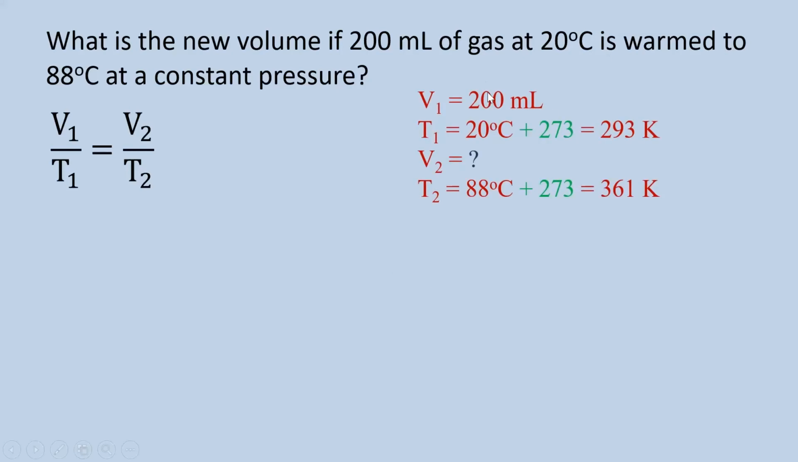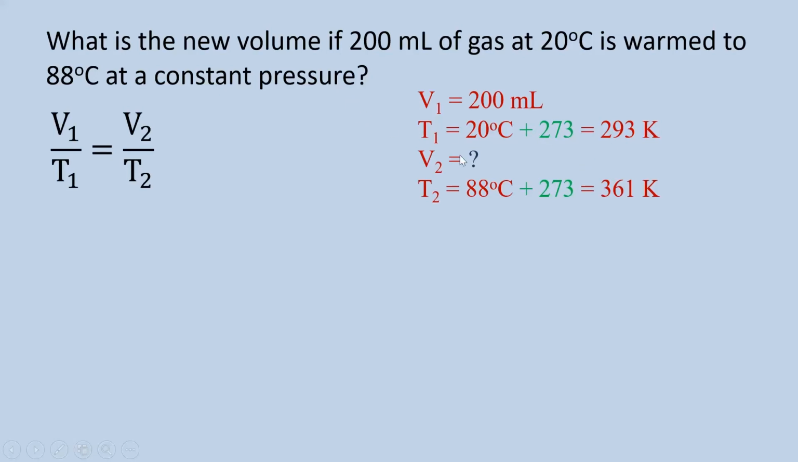V1, the first volume, 200 milliliters, that's given to us. The first temperature, it gives us is 20 degrees Celsius, but remember, these have to be in Kelvin. Repeat that after me, chemists. This has to be in Kelvin. So we're going to convert that by adding 273. You should have practiced that quite a bit yesterday in your booklet. If you haven't yet, go to your booklet. There's a whole page and a whole page of the key about doing that conversion.